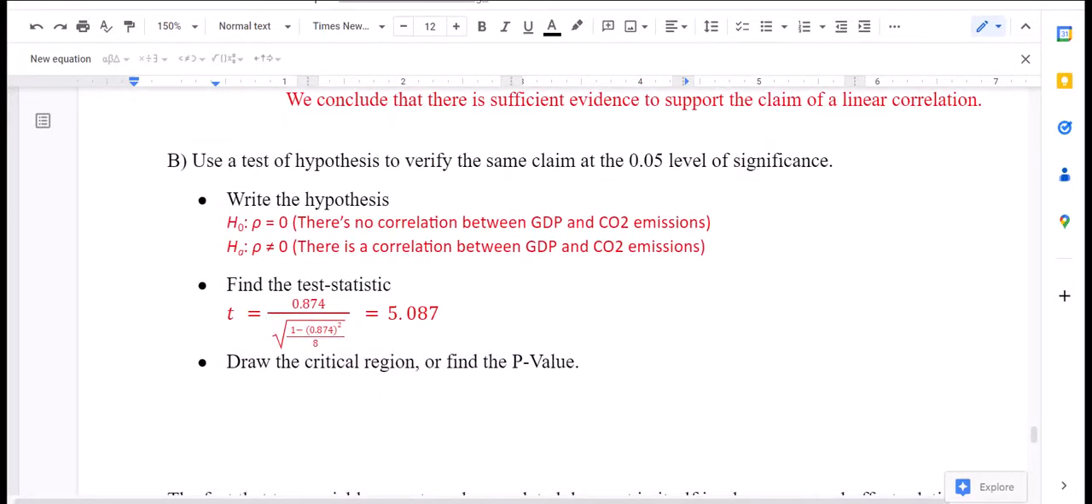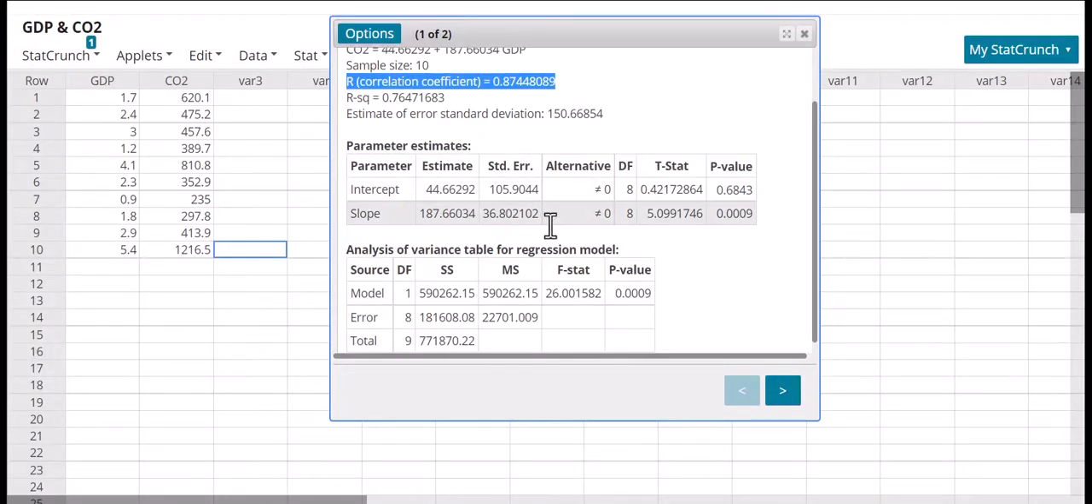5.087. So let's go back to Statcrunch and notice that we're looking at the one that says slope. And so our T-stat is 5.099. So we're pretty close, right? If we rounded ours, 5.087, it will be 5.09. So this one is close. Statcrunch, of course, is using more, it's not estimating as much as we were.